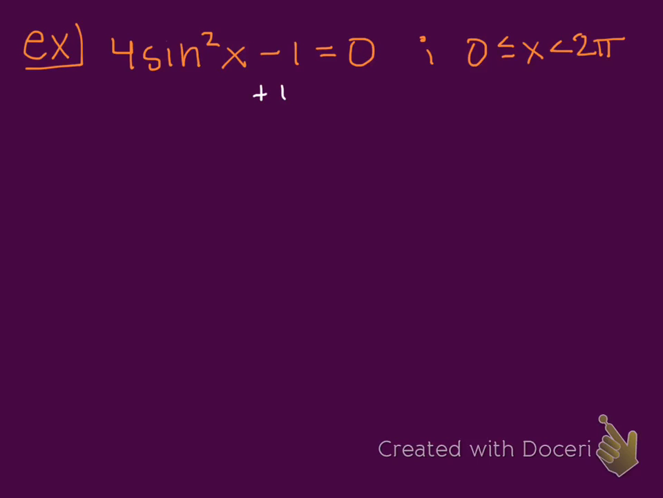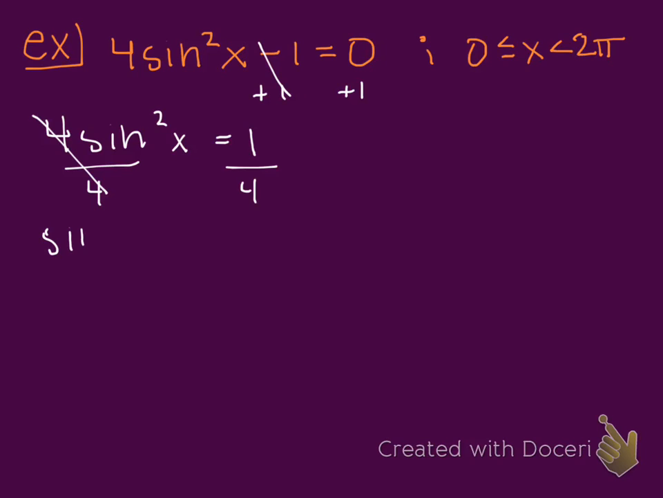Instead, what I'm going to do is start by adding that 1 over. So I'm at 4 sine squared of x is equal to 1. And then I divide both sides by 4. So now I have sine squared of x equals 1 over 4. And now to get sine by itself, I would take the square root of both sides.